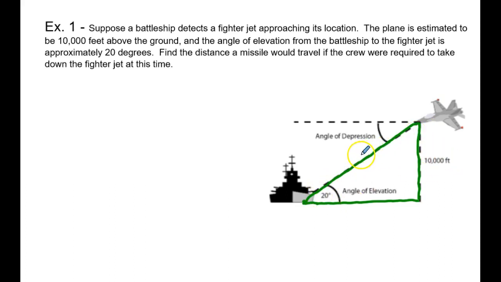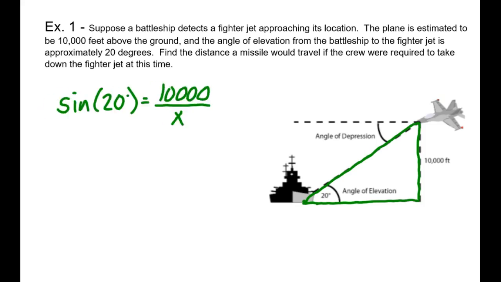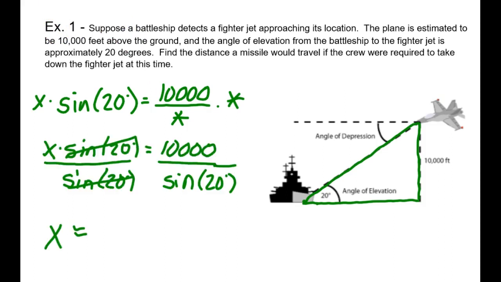We're trying to find the hypotenuse, so we're going to have to use the sine function. Recall SOHCAHTOA, sine is opposite over hypotenuse. So the equation we set up is the sine of 20 degrees is equal to 10,000 over x. If we want to solve for x, we need to get it out of the denominator of this fraction, so we multiply x to both sides of the equation. Now if we want to get x isolated by itself, we need to divide by the sine of 20 degrees.